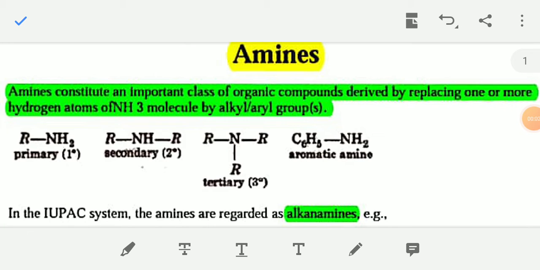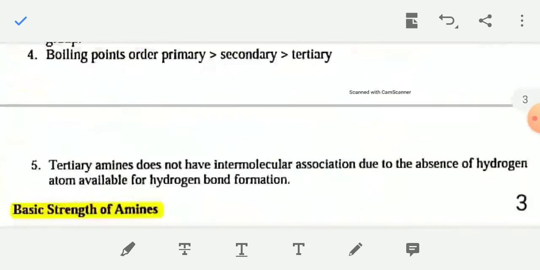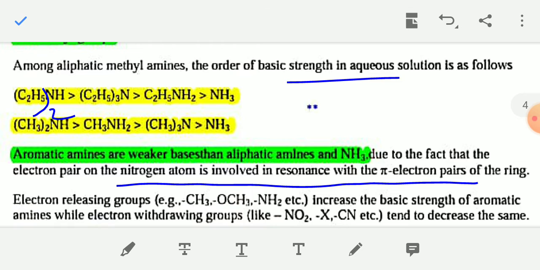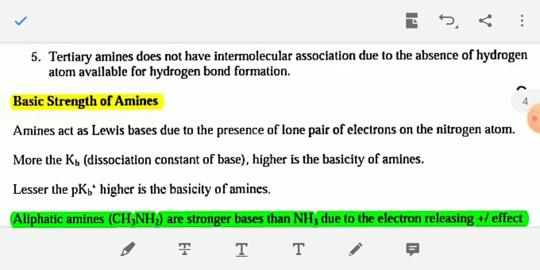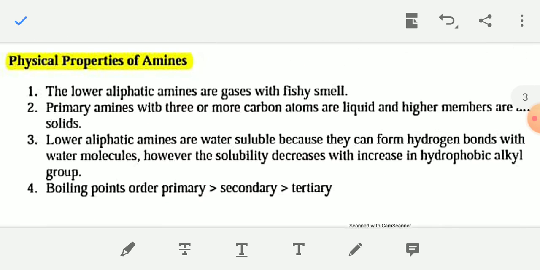Good morning, students. In the first video, I discussed the preparation of amines and nomenclature of amines. In this video, I am going to discuss the physical properties and chemical properties of amines. So let's start. First, physical properties of amines.